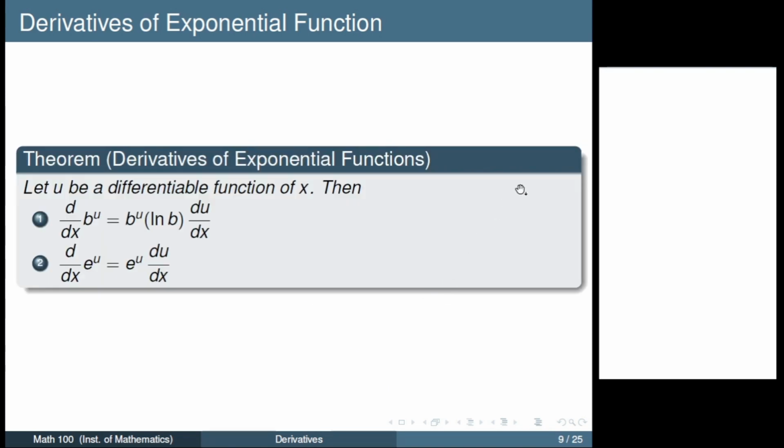And we have this theorem. Let u be a differentiable function of x. Then, ang derivative ng b raised to u ay b raised to u ln b times, by chain rule, yung derivative ng exponent, which is du over dx. And for e to the u, ang derivative niya equal lang to itself, e to the u, times yung derivative ng exponent. So, let's illustrate this theorem by giving some examples.